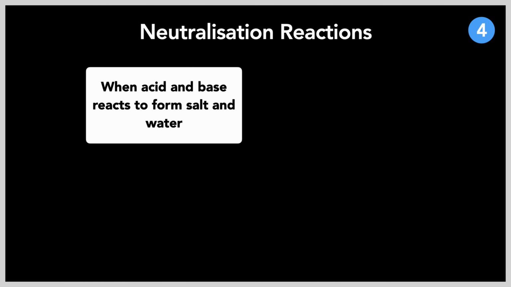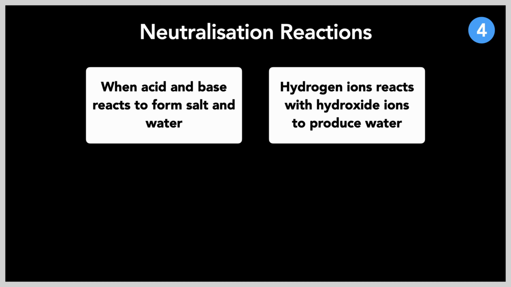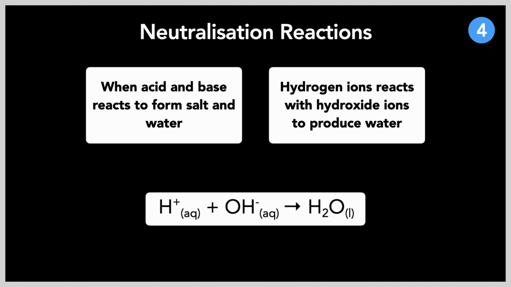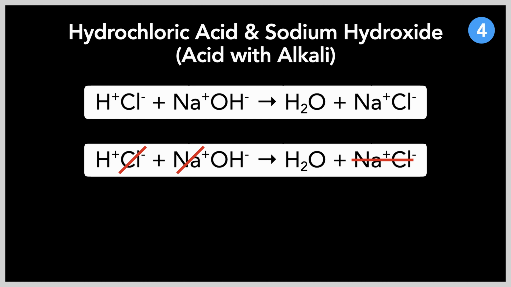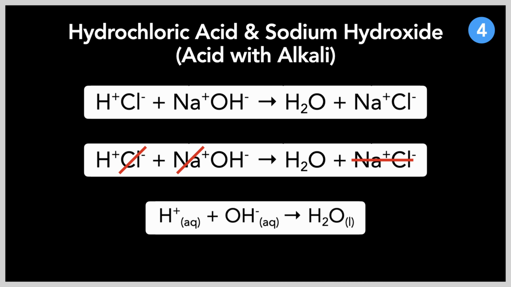Like I briefly mentioned before, neutralization reactions are when an acid and base react to form salt and water. Neutralization reactions can also be defined as hydrogen ions reacting with hydroxide ions to form water, as shown in this neutralization equation. Let's take a reaction between hydrochloric acid and sodium hydroxide, for example. An alkali with an acid. The products of these two reactions are sodium chloride and water. If we remove the spectator ions from this reaction, it will result in the same equation as mentioned previously. Water is the base product for every neutralization equation.